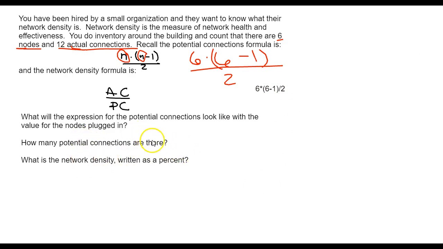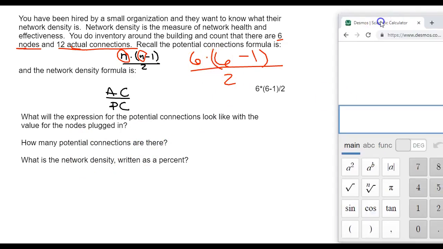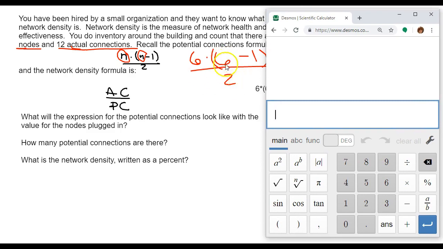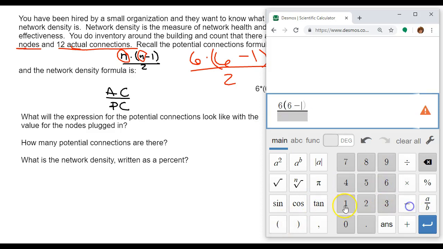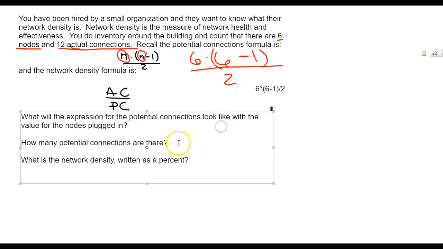So then how many potential connections are there is actually solving this. If we take a calculator and plug in that algebraic expression, the Desmos Scientific Calculator can be helpful. When we type it in, we want this entire numerator, so we're going to do the fraction button first, so that we make sure everything we type after this is in the numerator of the fraction. So 6 times 6 minus 1 over 2 tells us that our potential connections are 15.